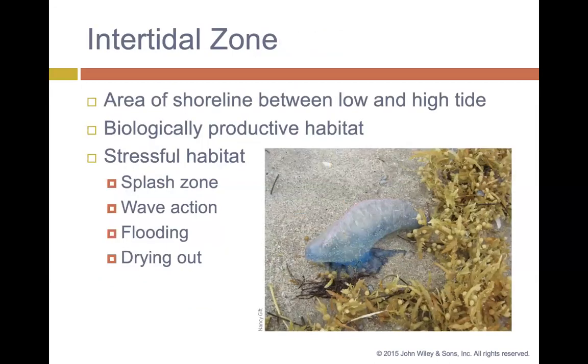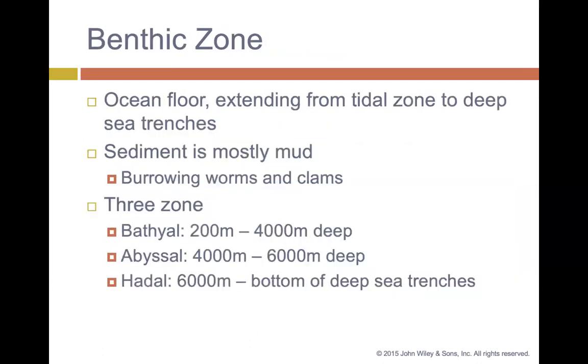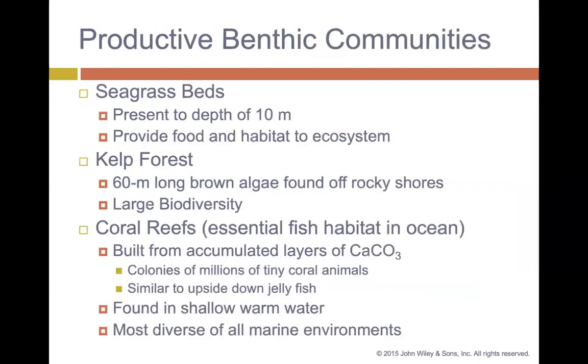The intertidal zone is the area of the shoreline between low and high tide. It's a biologically productive habitat, but it's also stressful, with splash, wave action, flooding, and drying out. The benthic zone is the ocean floor extending from the tidal zone to the deep sea trenches. The sediment is mostly mud. There are burrowing worms and clams, and there are 3 zones depending on the depth of the benthic zone.